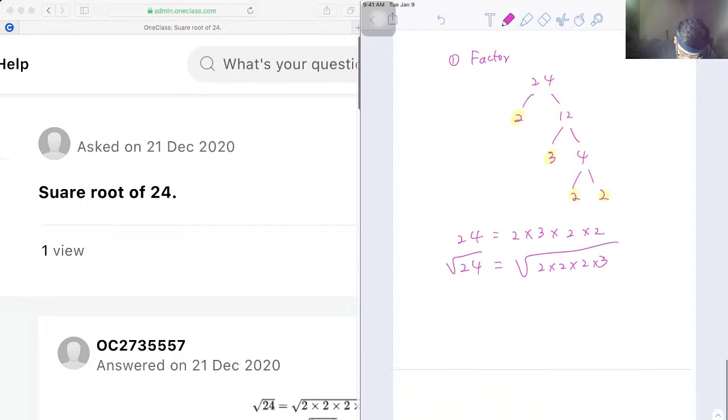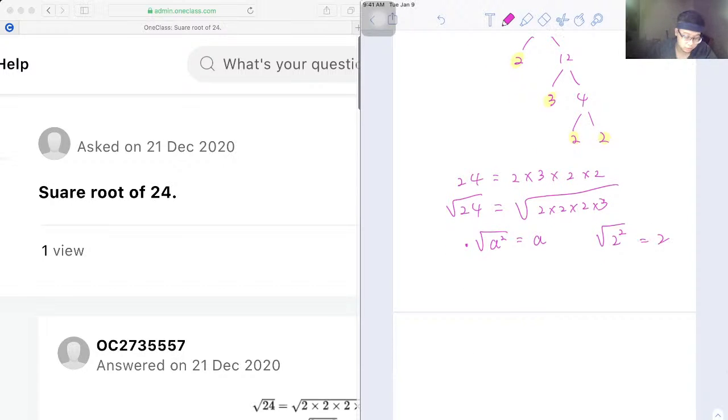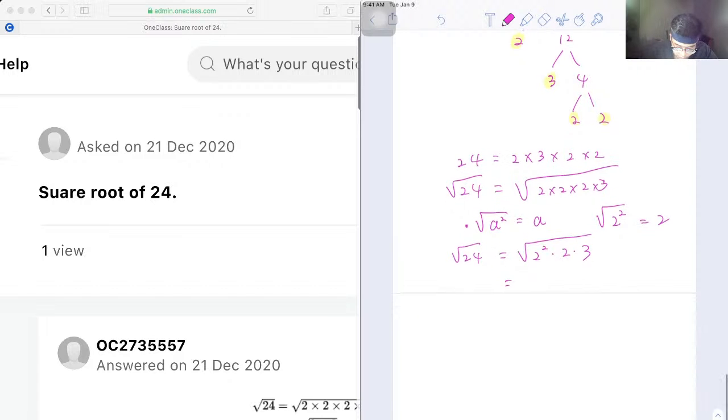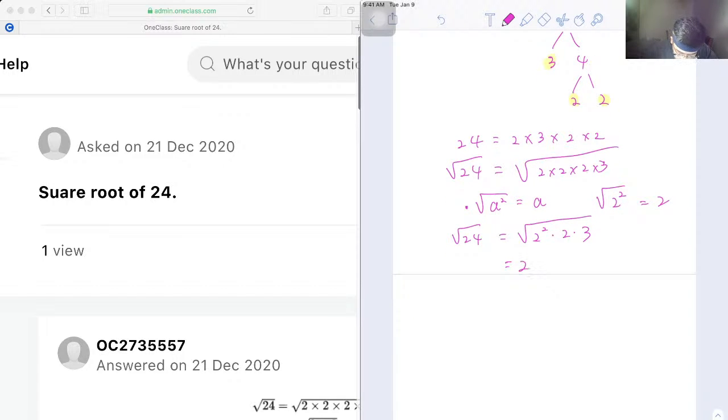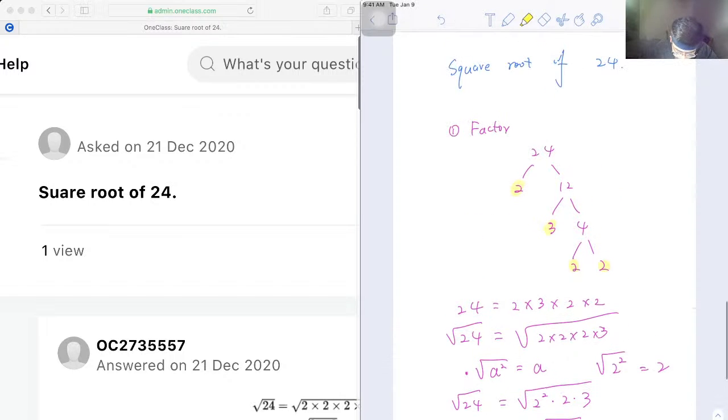Okay. And now we need to recall the square root of anything square is going to be equal to the number itself. So if we have the square root of 2 squared, it's just going to be equal to 2. Coming back to our question, we have root 24 is equal to root 2 squared times 2 times 3. Therefore we can take the root 2 out from the radical sign. So we have 2 times root 2 times 3, which is equal to 2 times root 6. So that will be the answer for our question.